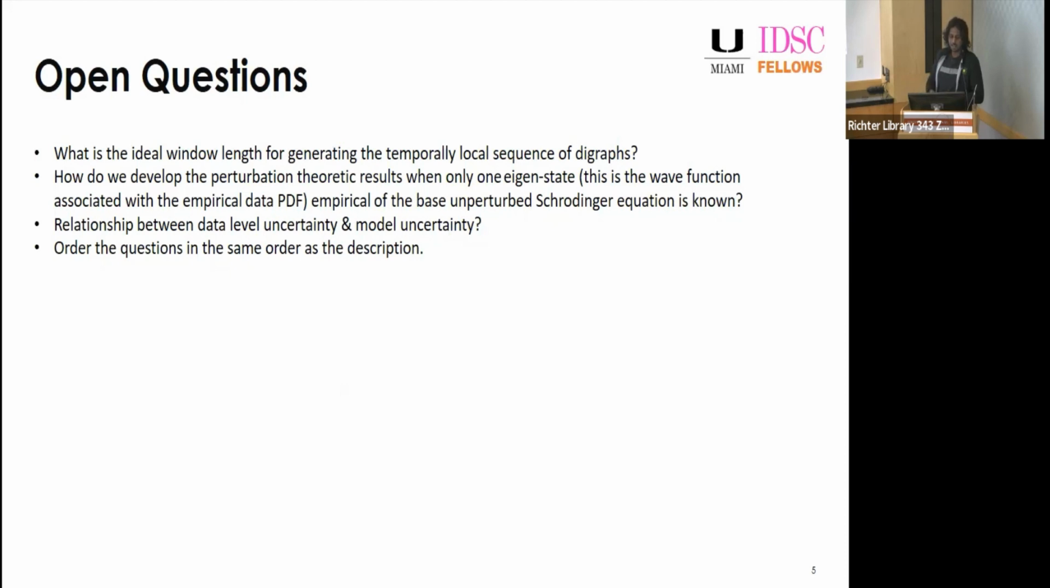And also the third one is the relationship between the data level uncertainty and model uncertainty. I sort of feel like the uncertainty in the data, because we train on the data itself, is going to be carried forward into the model as well. So there should be a bridge between both these uncertainty quantifications, because we know the architecture and we know the hyperparameters which are used in the model itself.